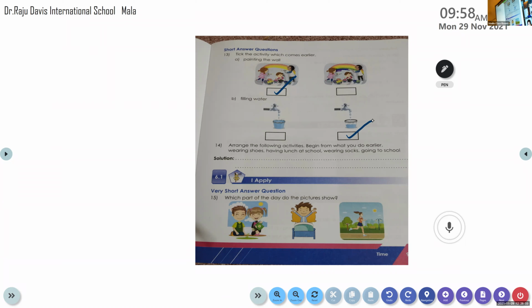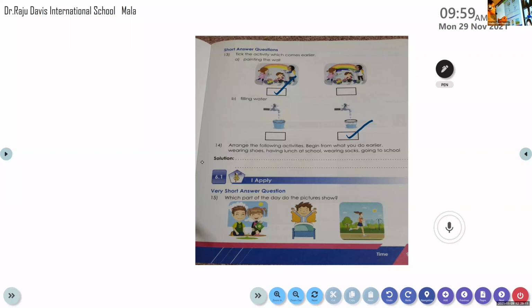Now, question number 14. Arrange the following activities. Begin from what you do earlier. See, 4 activities are given. We have to arrange them in order. Now, wearing shoes, having lunch at school, wearing socks, going to school. Ma'am, which page number? Workbook page number 9. Now, look at the activities given.